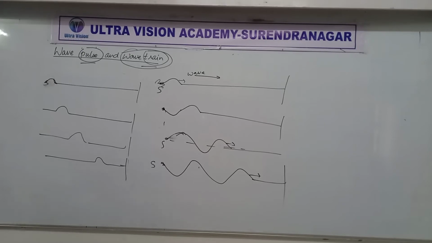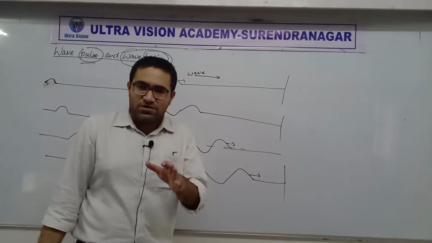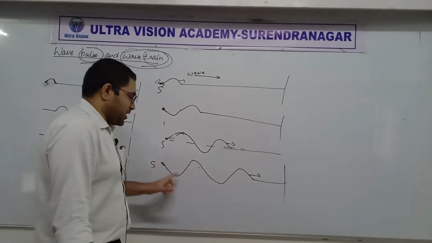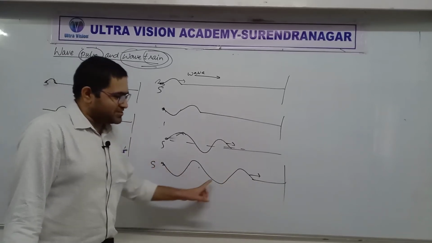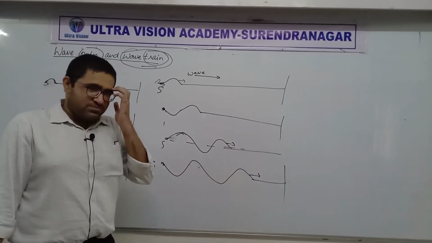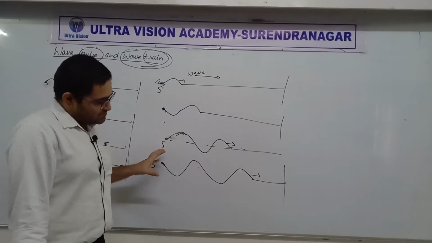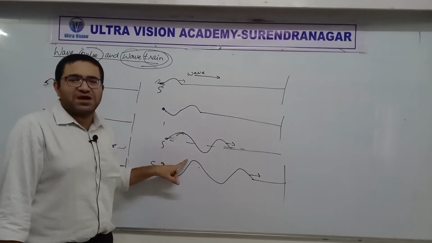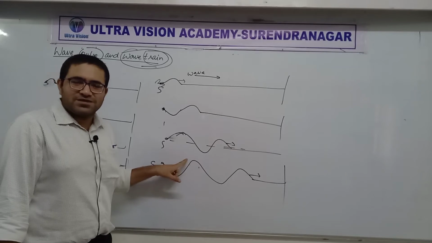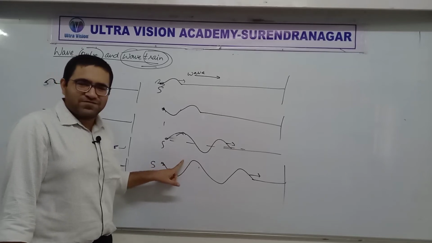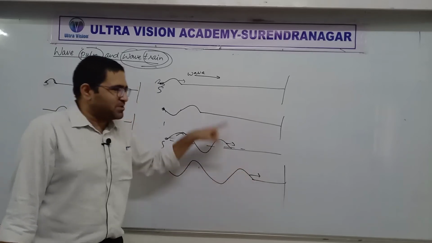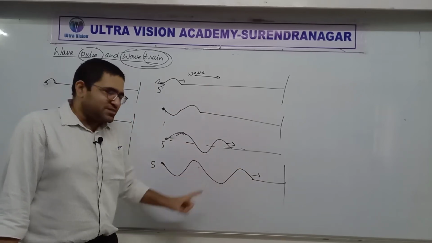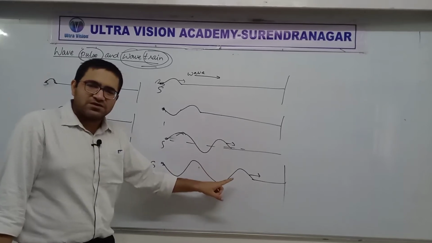Normally what people call a wave is this shape. Correct? People call this shape a wave. But the truth is, this shape is not the wave. This is the shape of the string. For example, here we are talking about the string. This is the shape of that string.